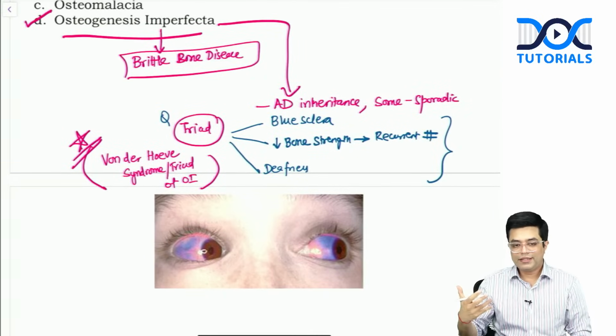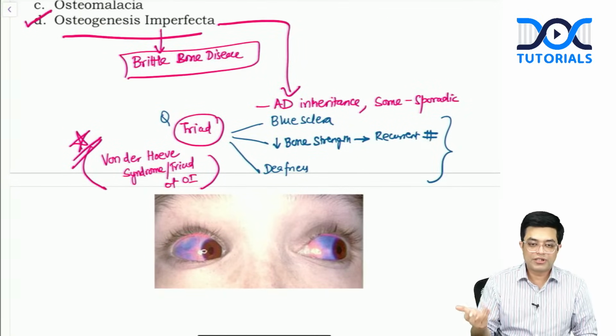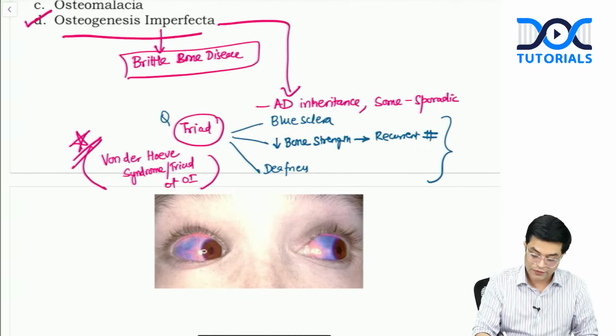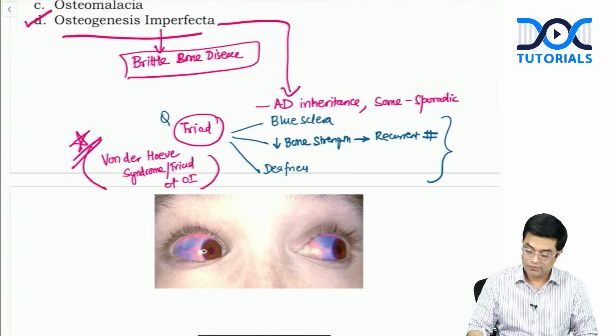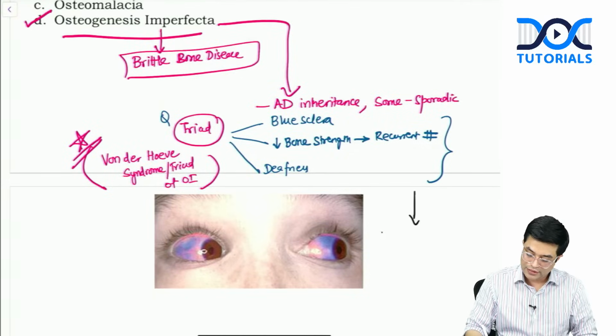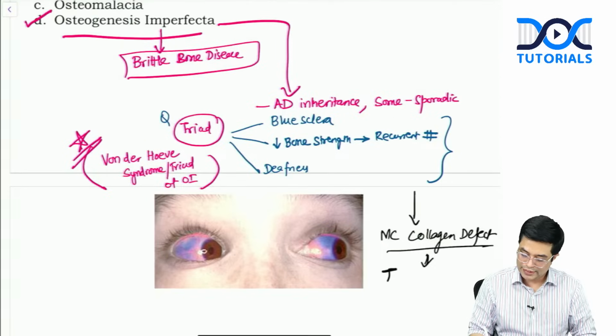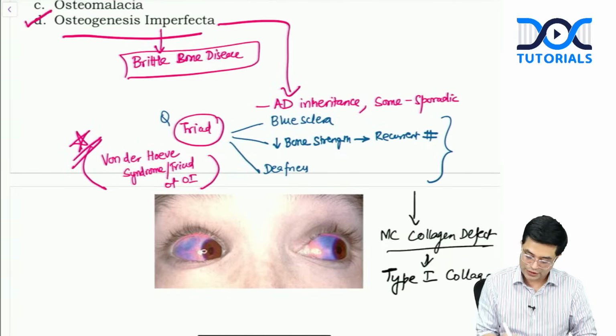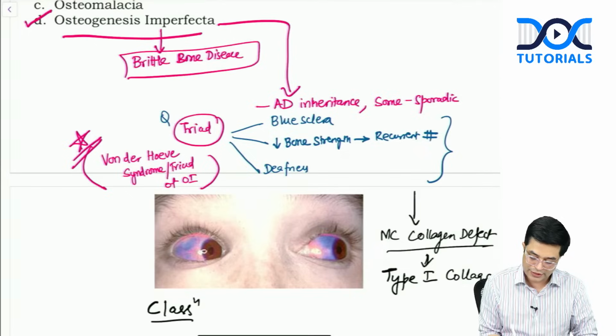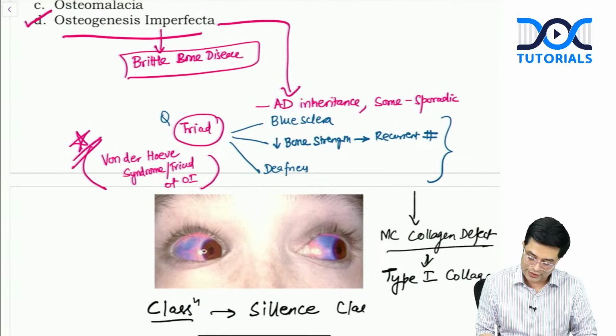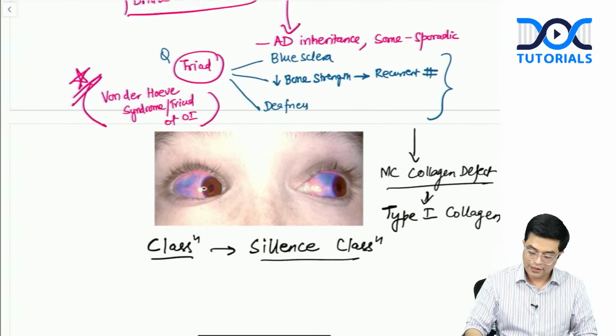These days a lot of overlap questions, integrated questions are asked in the exam. So if they ask you, integrated with pathology, which is the most common collagen defect seen in patients of osteogenesis imperfecta, it is type 1 collagen which is defective in most of these patients. And the classification used in this is called the Sillence classification. Sillence classification, right?